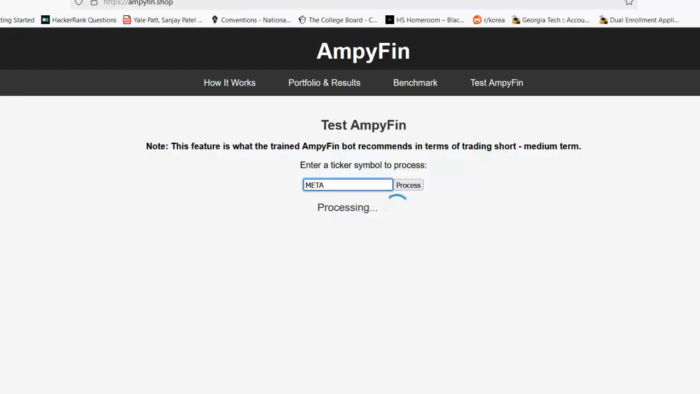So let's look at it. It's still loading for meta. Oh, interesting. Very interesting. Okay, so we'll go back into that in a little bit.